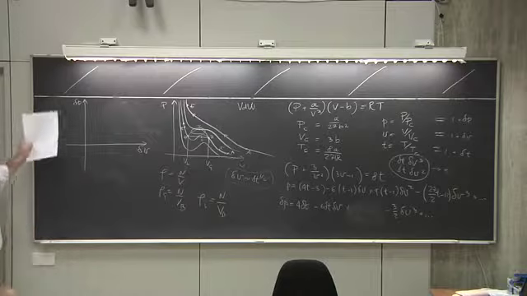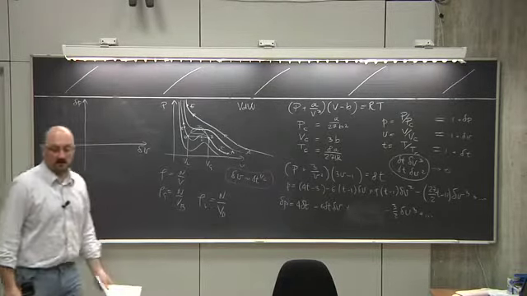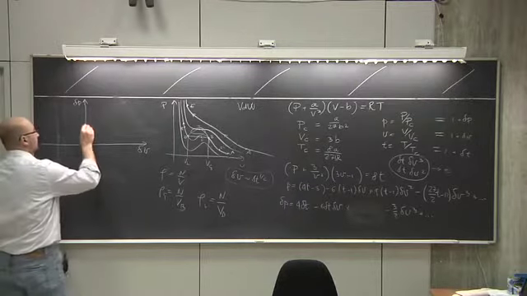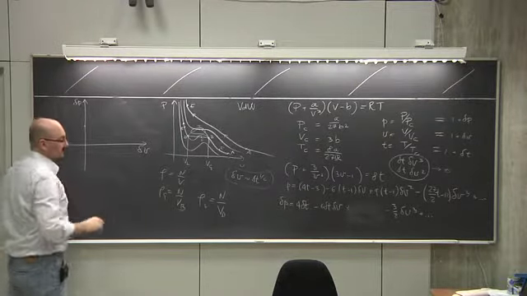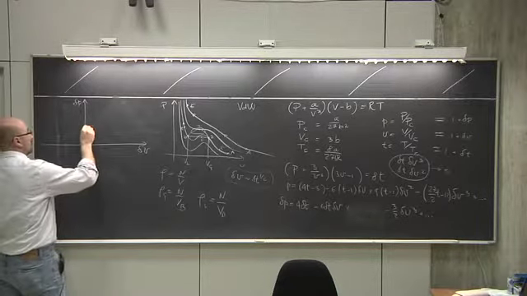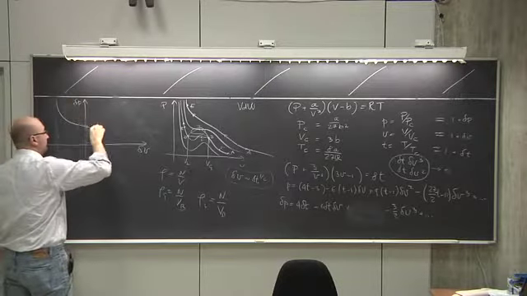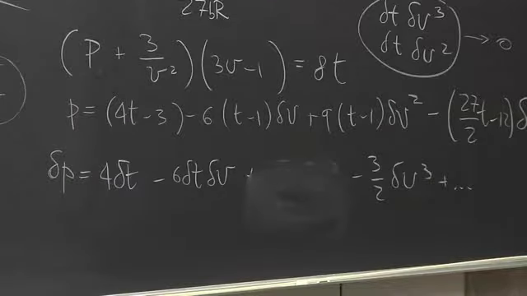Okay, so let's plot this function here. First of all, for delta v equal to 0, it's always delta p equal 4 delta t. So if delta t is larger than 0, we have a function like this.